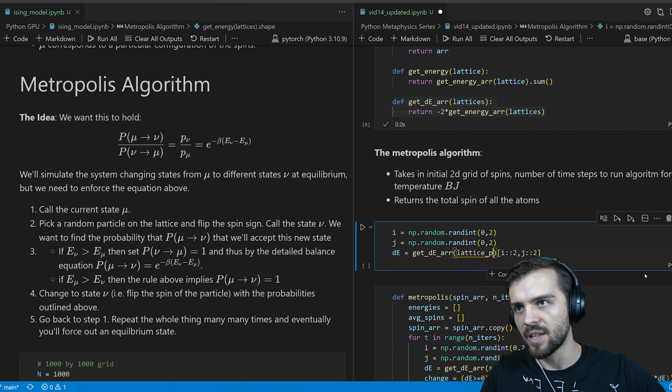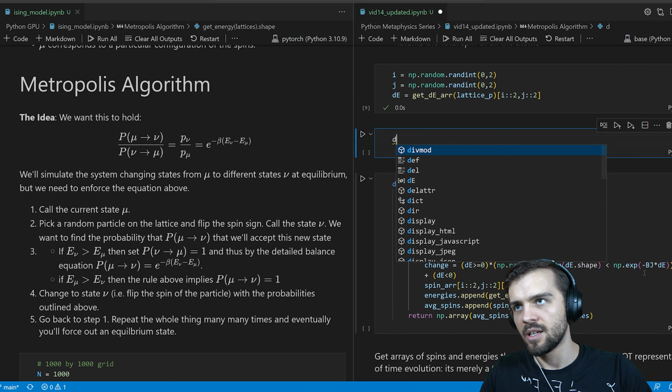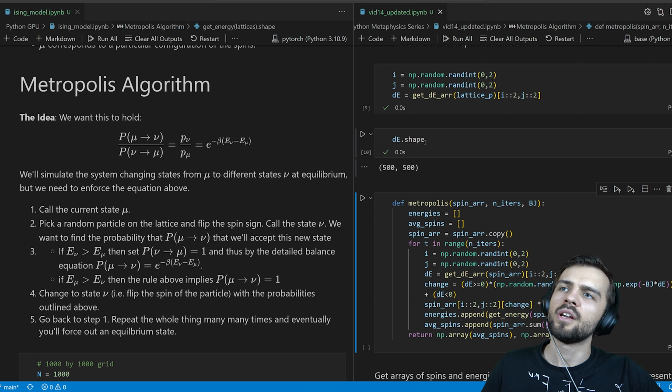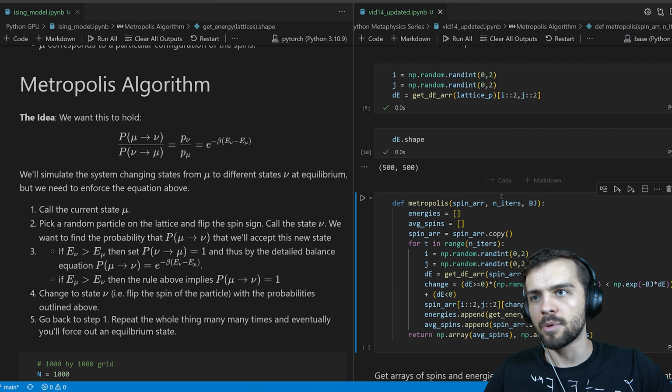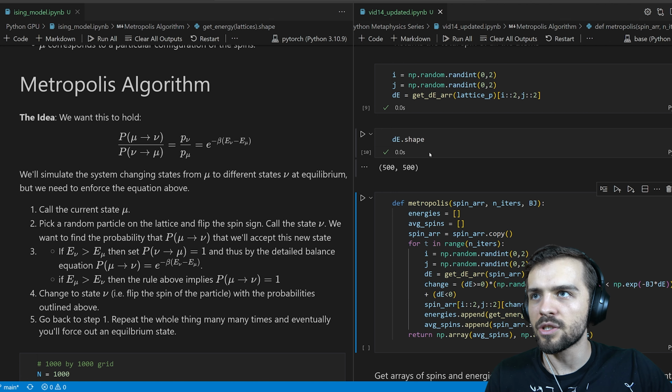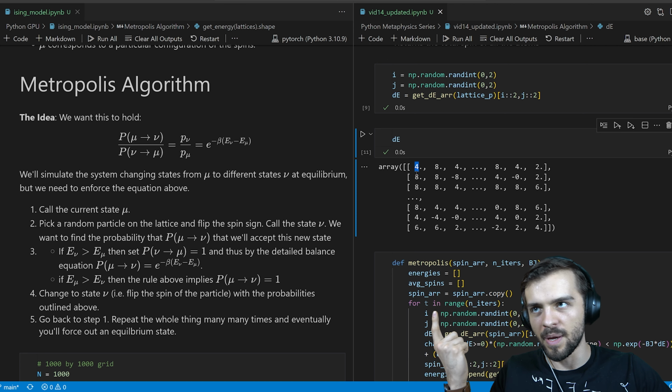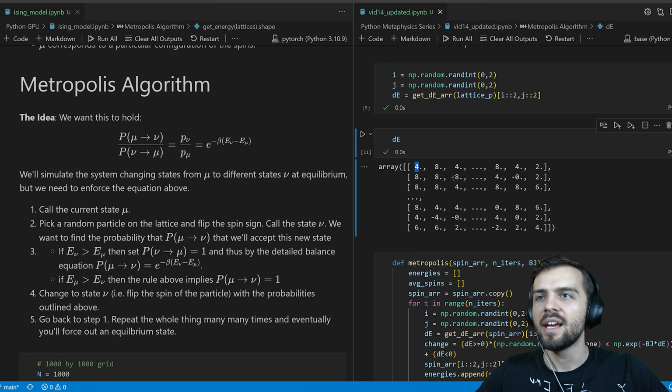So I feed in my positive lattice, and I can look at the shape of DE. DE.shape is going to be half as big as the original lattice, so it should be 500 by 500. So it's going to be only those yellow points, for example. Then, given this DE array, when I flip the spin, the energy of this point increases. If I flip the spin, the energy of that point is going to decrease.